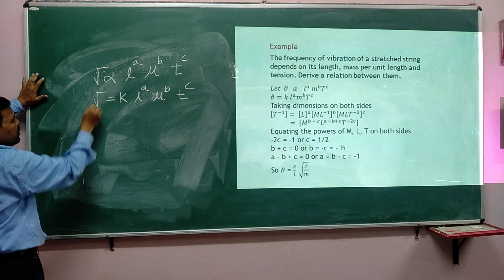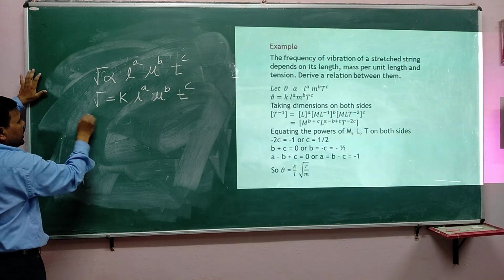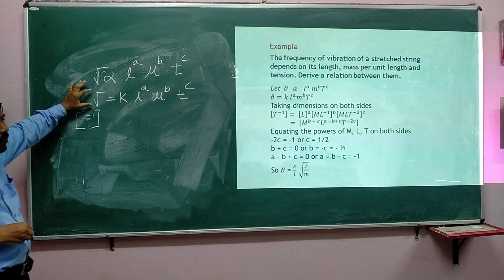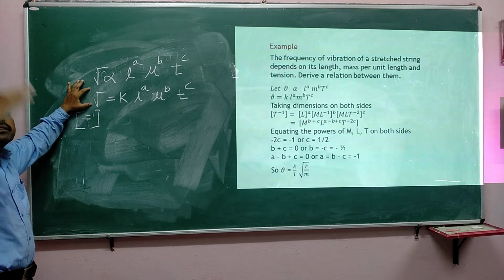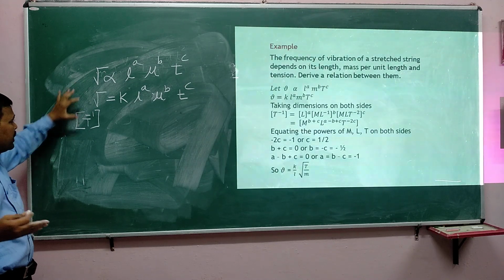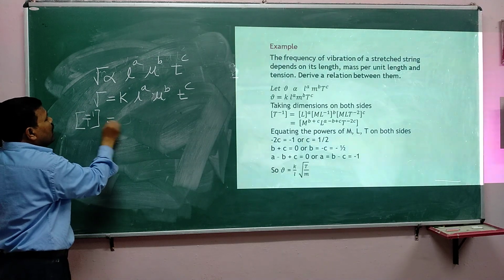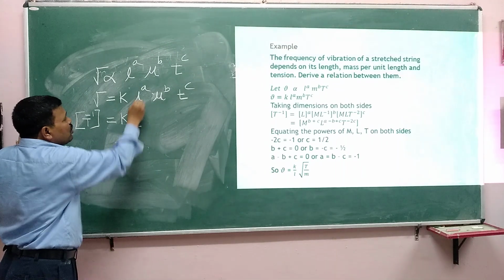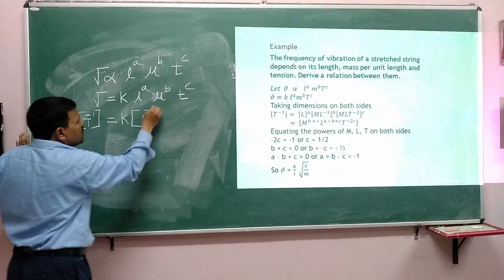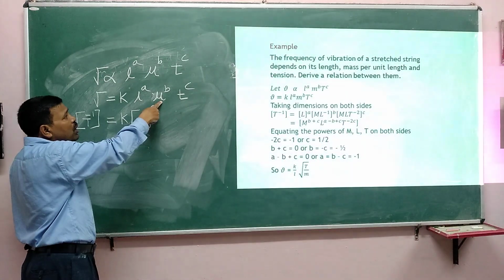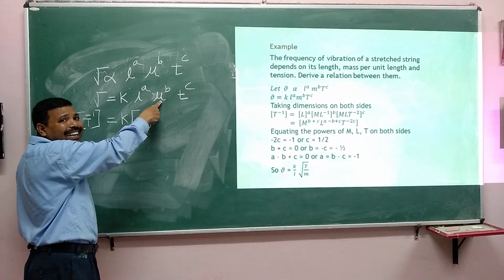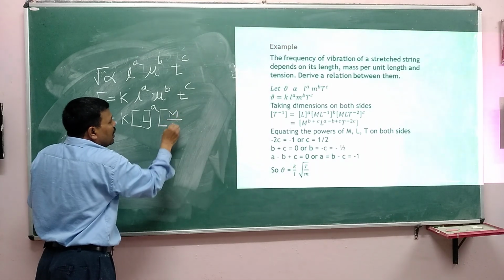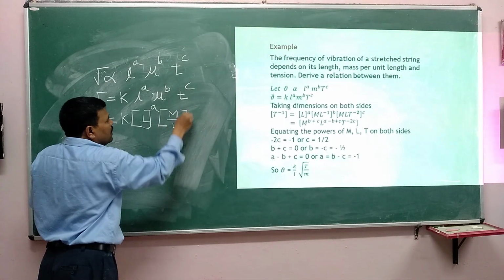The dimensional formula of frequency is T raised to minus 1. Frequency, how do we write? We write that the reciprocal of time period is called frequency. And this is a constant which has no dimensions. The dimensional formula of length is L raised to A. The dimensional formula of mass per unit length, how do we write? Mass per unit length raised to B.